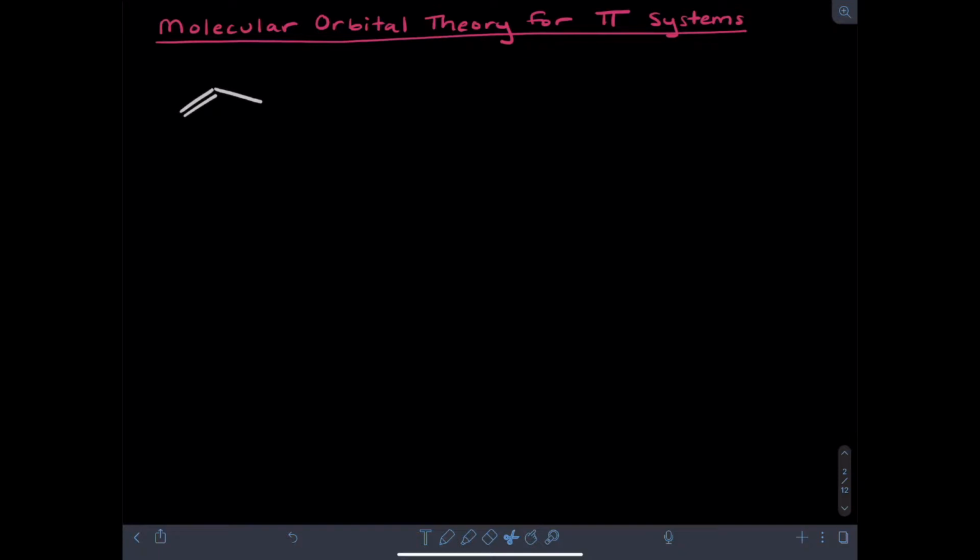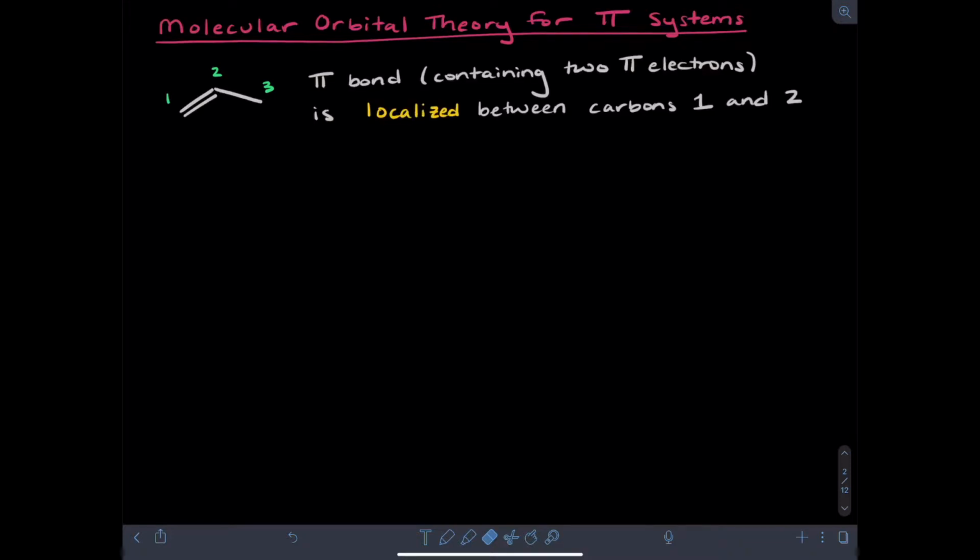Let's imagine this 3-carbon molecule where I have a pi bond. Here I've labeled my 3 carbons, and notice that my pi bond is between carbons 1 and 2. Our pi bond contains 2 pi electrons, and because it only exists between carbons 1 and 2, we would say that it is localized between these 2 carbons, numbers 1 and 2.